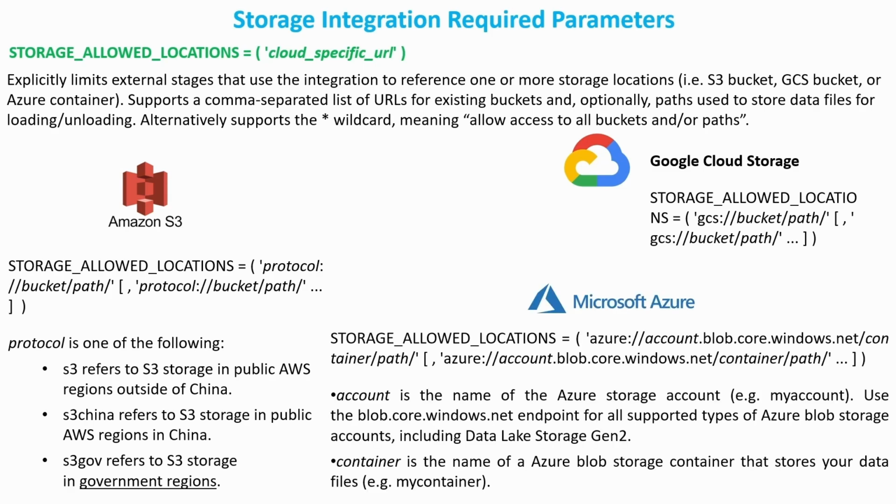Third one is Azure. For Azure, the URL starts with Azure. Then we need to mention the account. Account is the name of the Azure storage account. Use the blob.core.windows.net endpoint for all the supported types of Azure blob storage, including Data Lake Storage Gen2. Then we mention the container. Container is the name of the Azure Blob storage container that stores your data files. And then obviously, as usual, we have path. And similarly, we can mention multiple paths inside our storage allowed locations.